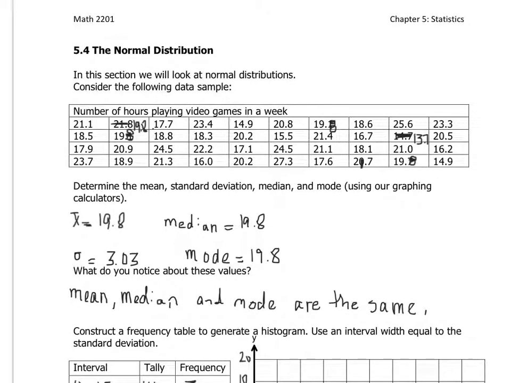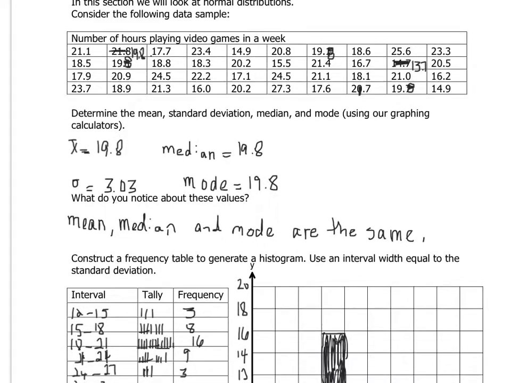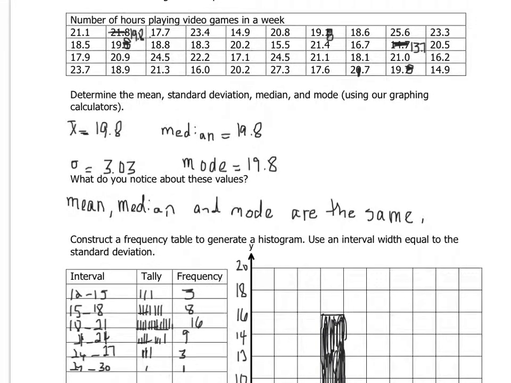Section 5.4 is on the normal distribution, and in this section we're going to look at normal distributions. We're first going to consider a little investigation here. There were a couple of mistakes in our original notes book, so I just made a few changes, and I've already entered this data into a calculator and done the one variable statistics on the graphing calculator.